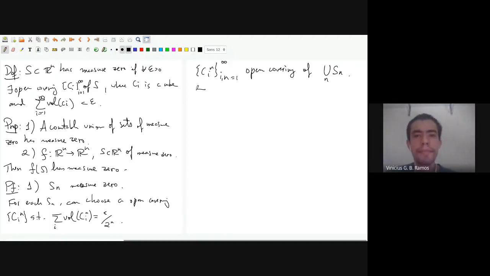Moreover, if you take the sum in i and n of the volume of Cin, this is going to be the sum of epsilon over 2 to the n over n. So that's equal to epsilon. Okay, so that's the proof of the first one. So a countable union of sets of measure 0 has measure 0. And then the second part is, if I have a function from Rn to Rn, and I take a set of measure 0, then its image also has measure 0.